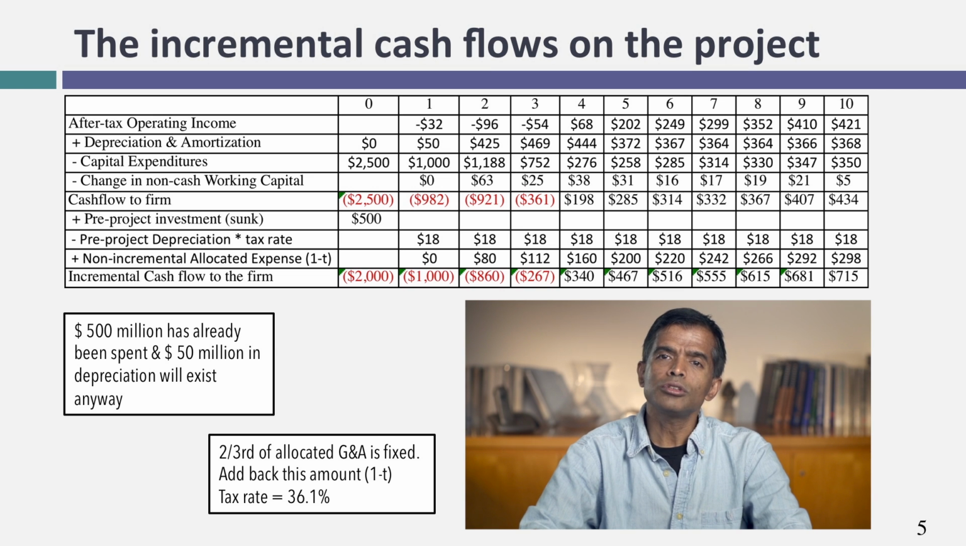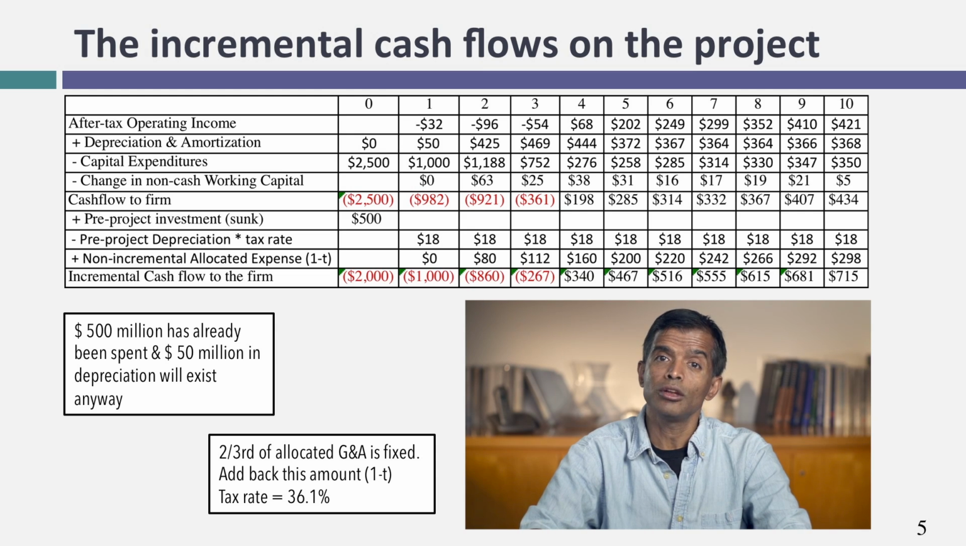The second is notice that I'm adding back a portion of the allocated G&A. That's 2/3 of the G&A that's going to be there anyway. And because it's going to be there anyway, it's not incremental. Here's a very simple way to test to see whether something is incremental. Ask yourself two questions. What will happen if I take this investment? What will happen if I don't take this investment? If your answer is the same to both questions, that item is not incremental.